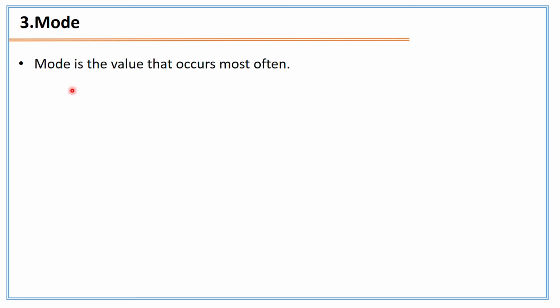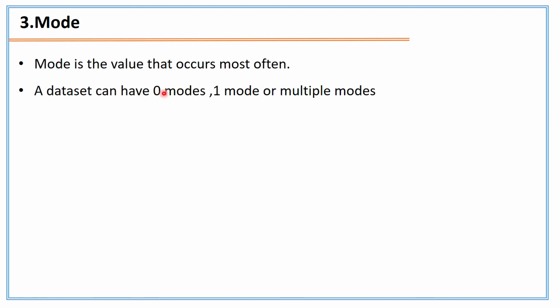Fundamentally, mode is the value that occurs most often in the data series. A data set can have zero modes, one mode or multiple modes. That means if a value is repeating more than once, or two times or three times, that value will be considered as mode.